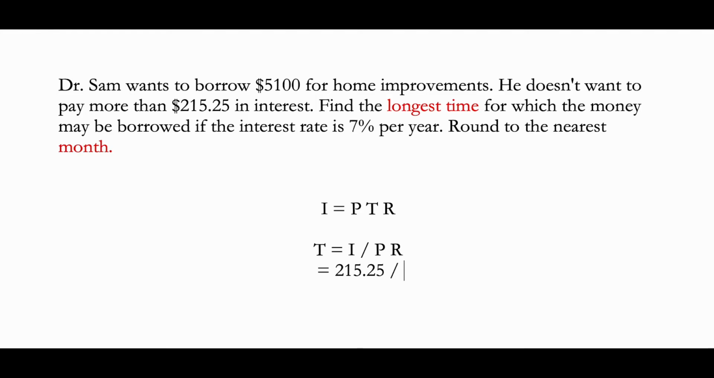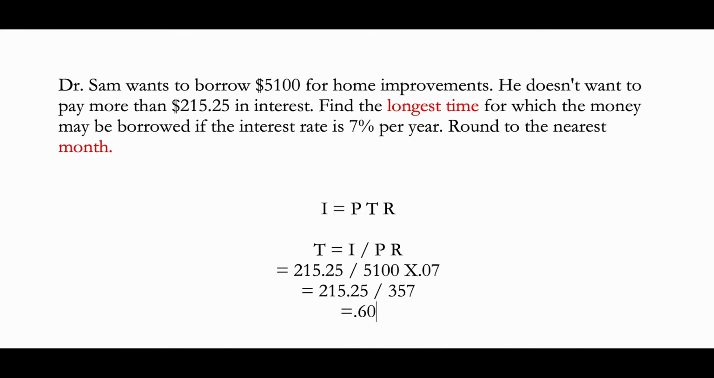$215.25 divided by principal in your question, which is 5,100, multiplied by rate, which is 7%. So in order to get rid of the percent sign, we divide by 100. So it's 0.07. So in your calculator, 5,100 multiplied by 0.07 equals 357. Thus, 215.25 divided by 357 equals 0.60.